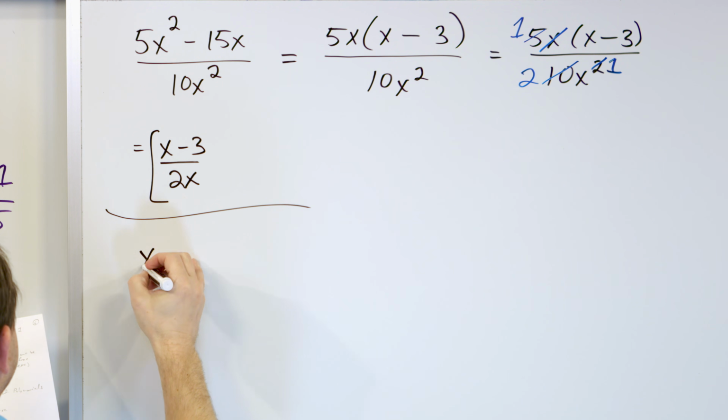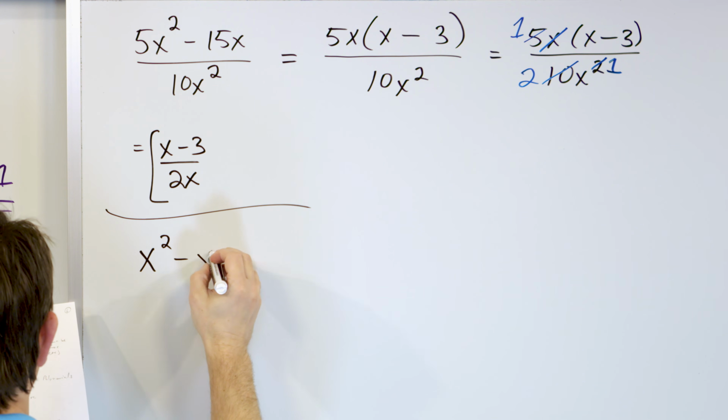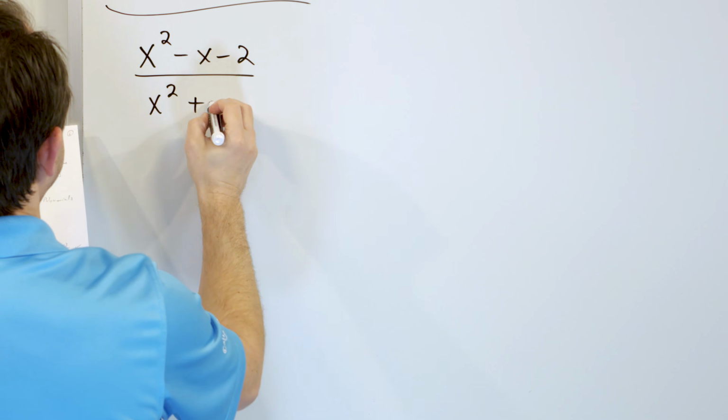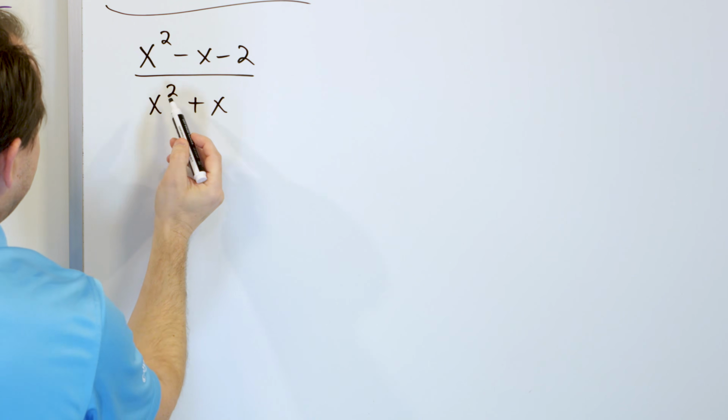Now that we have the basics out of the way, x squared minus x minus 2, and on the bottom, x squared plus x. So now you can follow the recipe. Don't fall into the trap of trying to cancel things here. You can't cancel this x squared with this because you're linking it with all of these pluses.